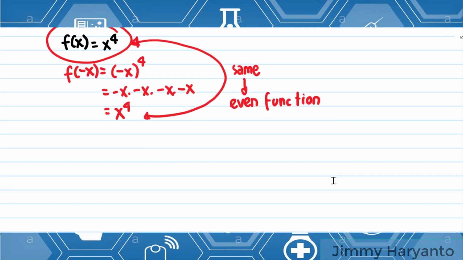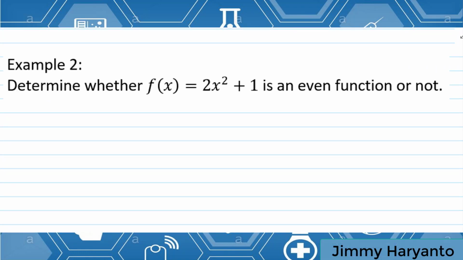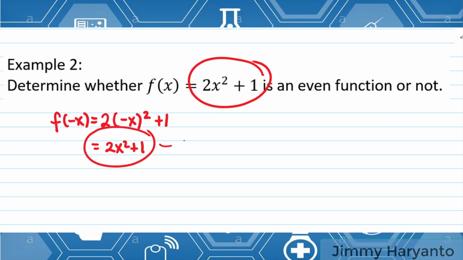Very easy. How about example 2? Example 2, 2x squared plus 1, is it an even function or not, ya. Let's find f(-x). f(-x) is 2 times x squared, change the x into negative x, plus 1. So you will get 2x squared plus 1. Is it the same or not? It's the same, ya. If it is the same, then it's called an even function.